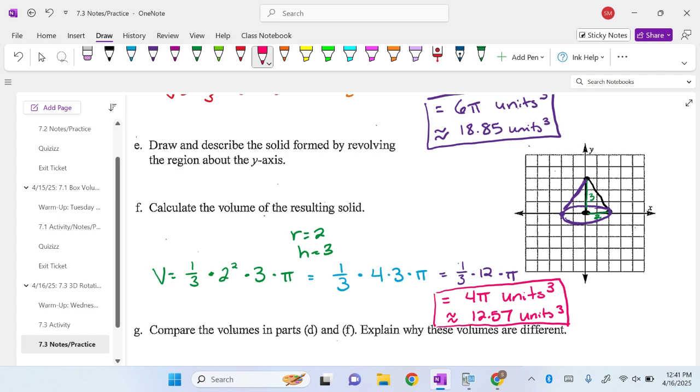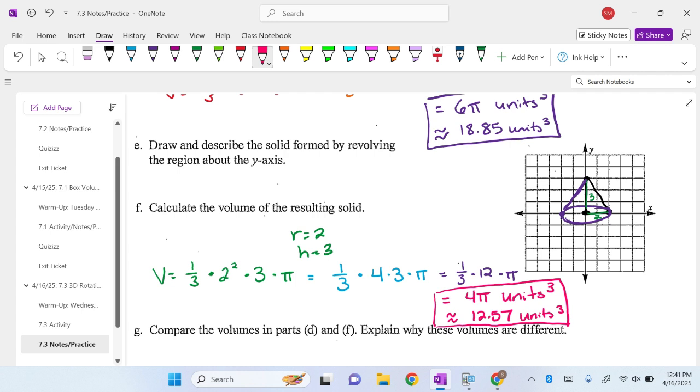So someone raise their hand and tell me what they got for, we know it's going to form a cone. Someone raise their hand and tell me what they got for the radius of that cone. Jasmine. It's 2. All right, so the radius is 2. Now someone else raise their hand and tell me what they got for the height. Maddie. 3. So it flip-flopped from the previous one, just like it did with the cylinder.